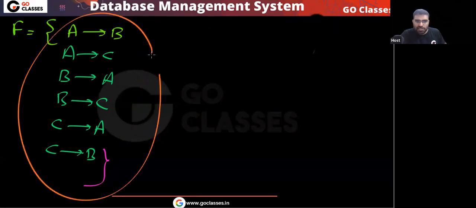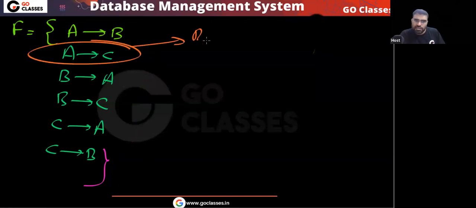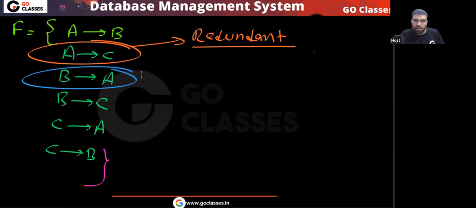This is a set of FDs. There is no order here. So I can start by this. You can see that this will be redundant. After checking this, you can check this is also redundant. First you check that this is redundant.